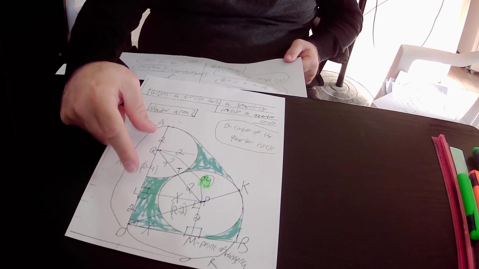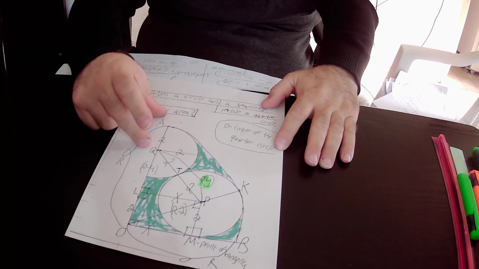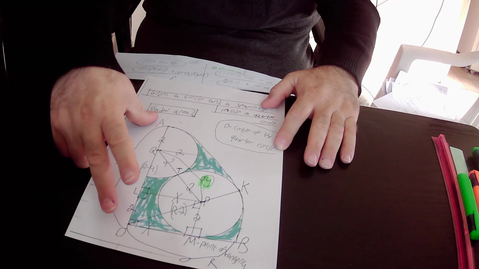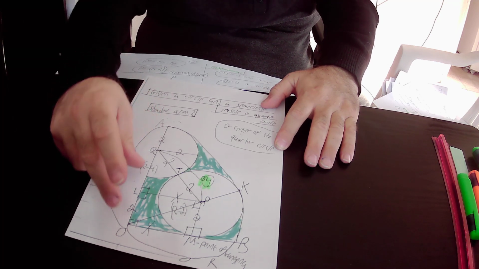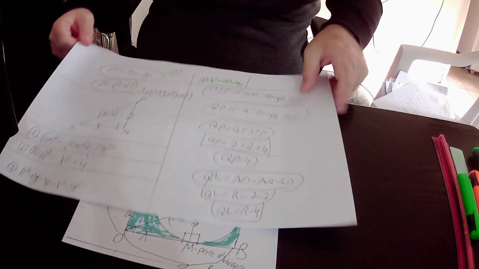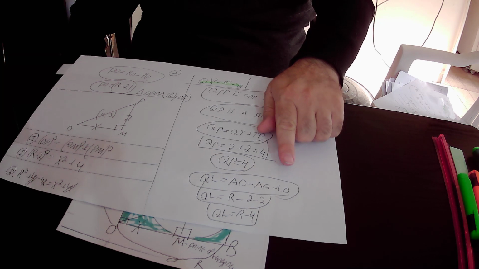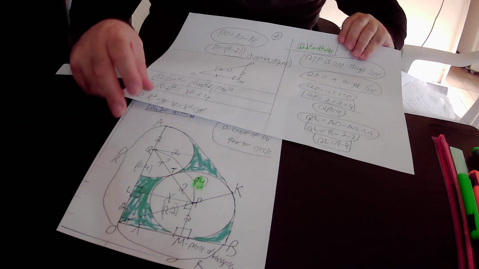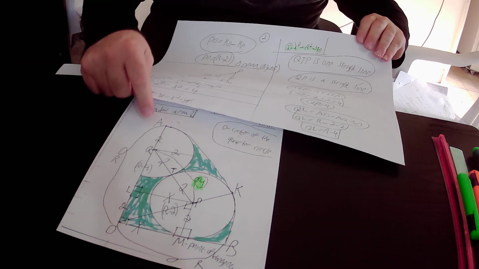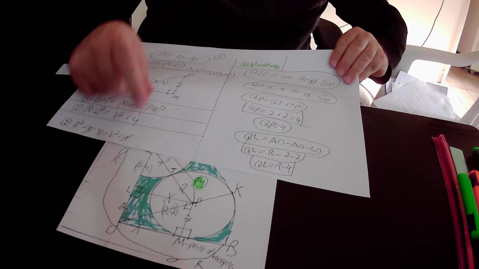It is very easy to see from the drawing that QL equals AO minus AQ minus LO. So again, QL equals AO minus AQ minus LO. AO equals the radius of the quarter circle, that is equal to capital R. AQ equals 2 units, this is the radius of the semicircle. And LO equals 2 units.